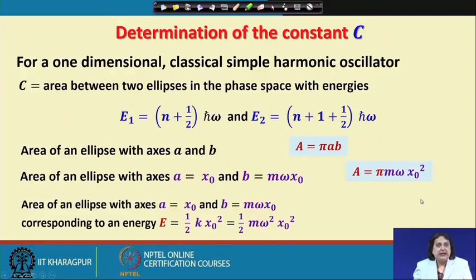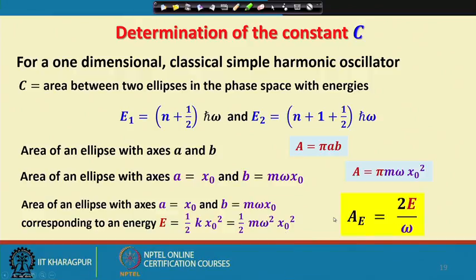Now, if I say that this is an ellipse under such a condition that the total energy E is given by this condition, then I can use all the relations that I have here and say that, well, A of E, the area under the ellipse in the phase space with energy E is 2 pi E by omega, right.